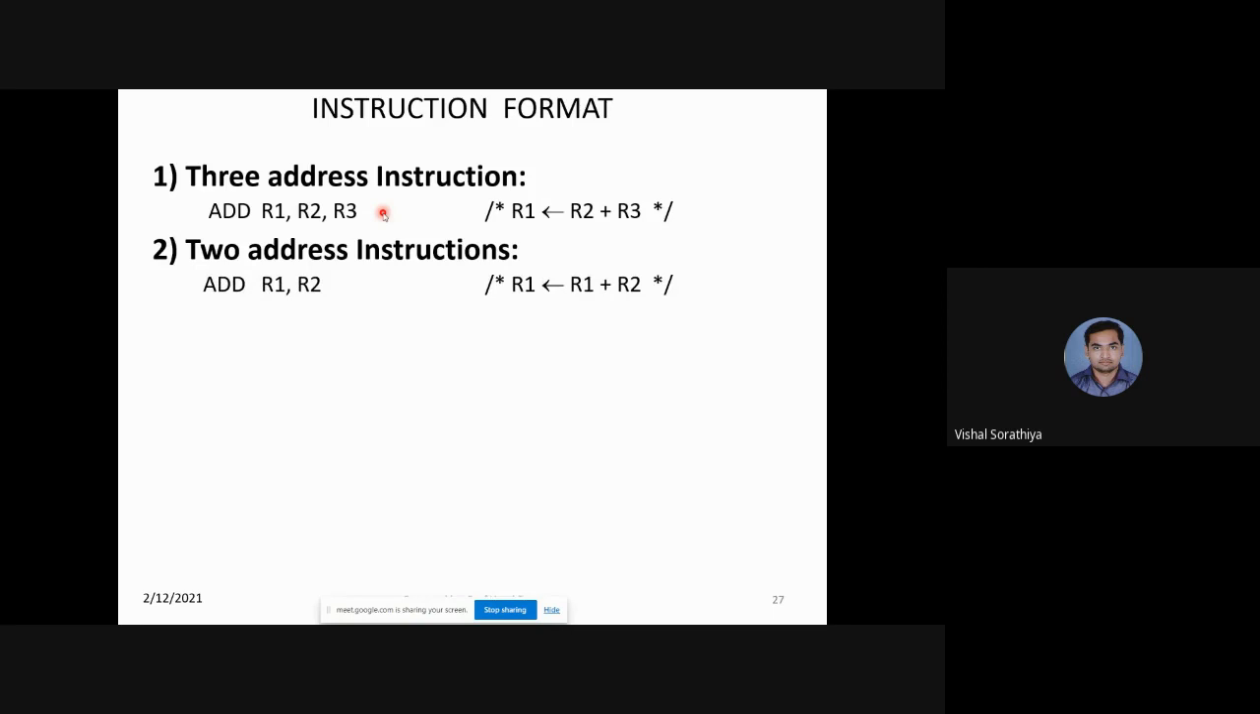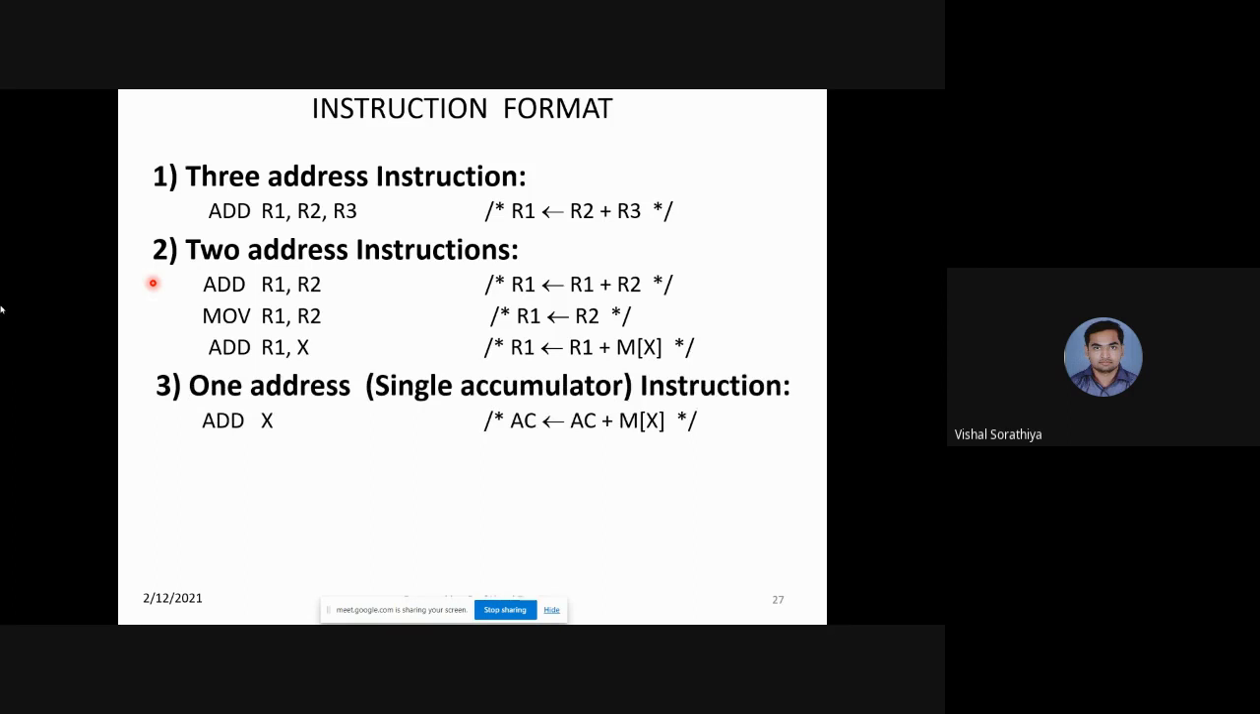A 2 address instruction will be like this one: add R1, R2. It means you need to do the addition of both and store it in R1. First you do the addition of both of them, and whatever the answer is, you store it into the first address given in the notation. Like move R1, R2: R2 data comes to R1. Or add R1, X: the memory location data comes to R1 and the result is stored in R1.